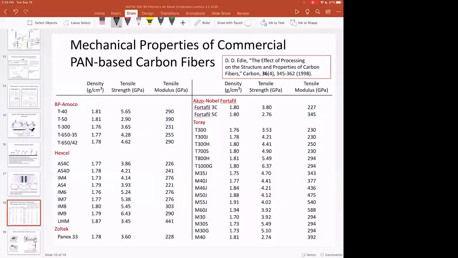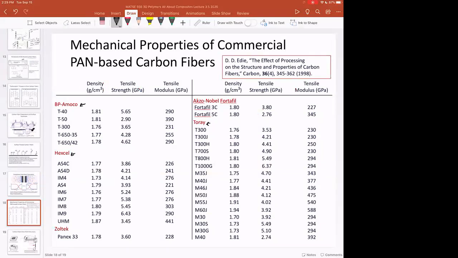Now, there are tons of carbon fibers out there. And so we're not going to cover all the details of different carbon fibers, but whether you buy those carbon fibers from BP Amoco or whoever they're called now, or I think Hexcel is still around. I know Toray is still around. They're a huge supplier of carbon fiber.